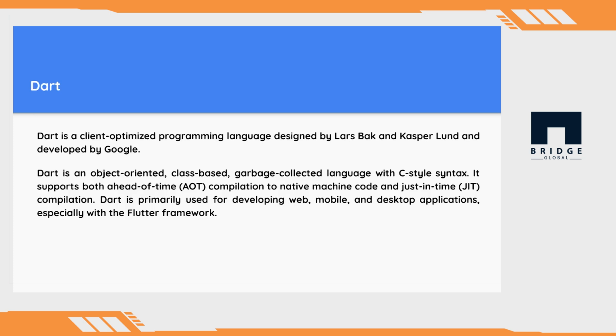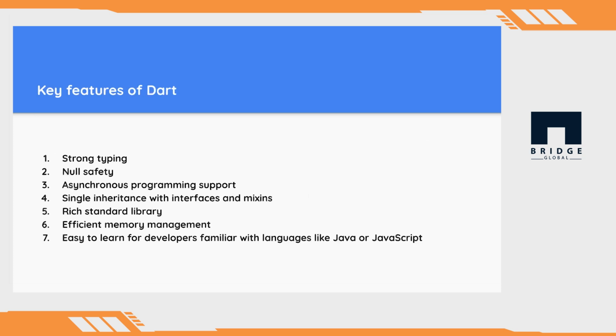It is primarily used for developing web, mobile, and desktop applications, especially with the Flutter framework. The AOT compilation helps in developing mobile applications using Dart, and the just-in-time compilation is mainly for web application development. Let's see some of the key features of Dart. Dart is a strongly typed language, and it uses strict typing, and its type checking actually happens at compile time. And also Dart supports sound null safety.